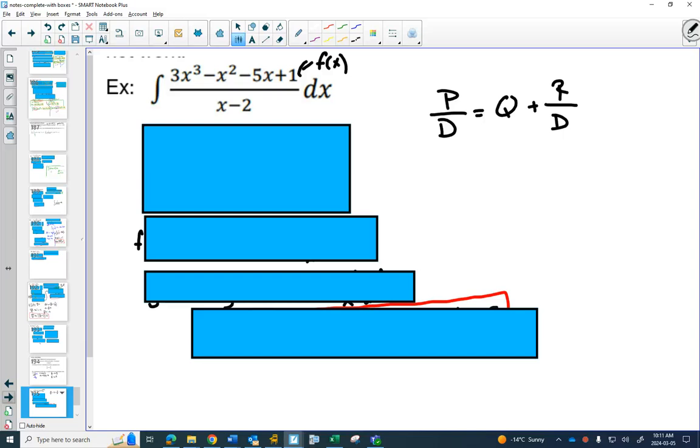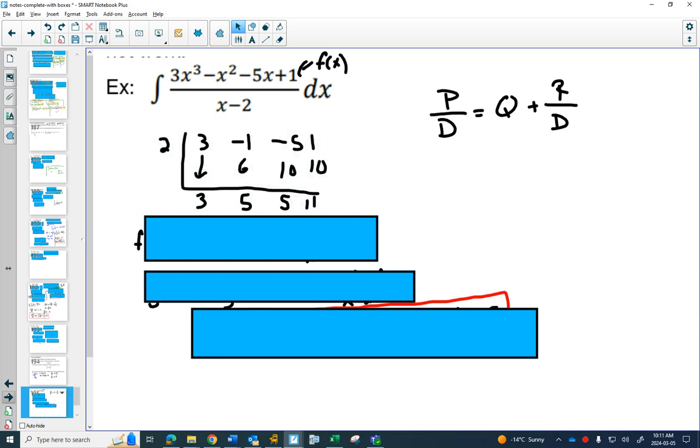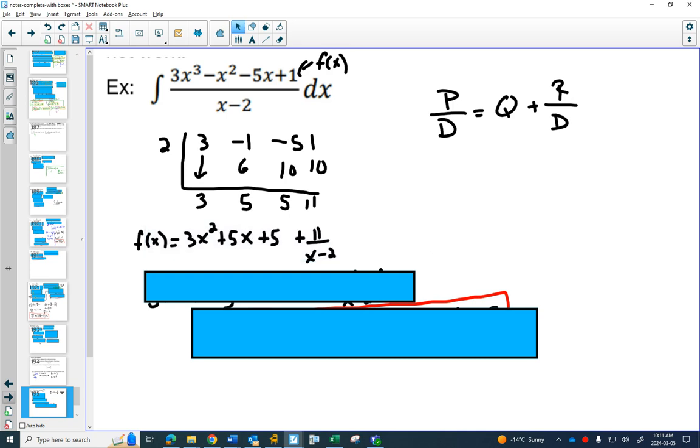So what does this look like for us? First of all, we could use long division or synthetic division and divide. Remember, we use the coefficients 3, -1, -5, and 1. If you're dividing by x minus 2, you put a positive 2 out in front. Bring the first number down, multiply, then add. 2 times 5 is 10, then add. 2 times 5 is 10 again, and then add. And you would get that P divided by D is equal to this quotient, and then we still have a remainder of 11 that would still need to be divided by D.